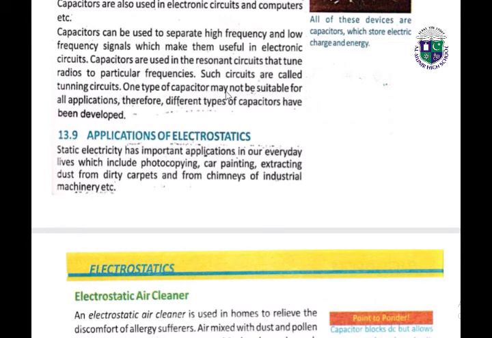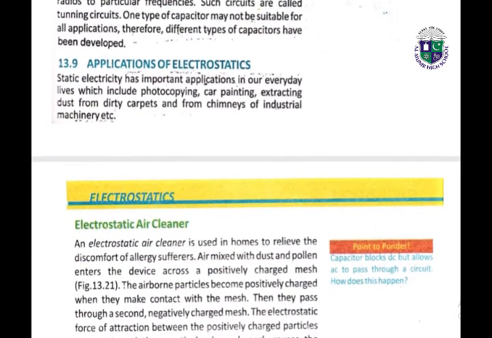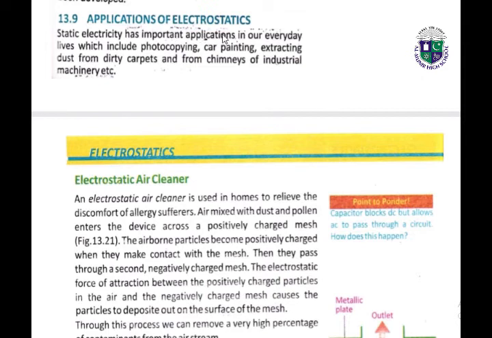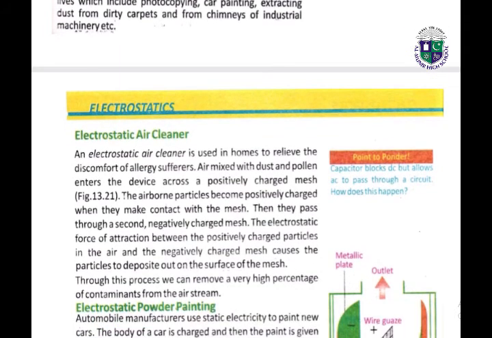One type of capacitor may not be suitable for all applications. Therefore, different types of capacitors have been developed for this purpose. Next, we have some applications of electrostatics. Yes, this whole chapter is about electrostatics. Static electricity has important applications in our everyday life, which include photocopying, car painting, extracting dust from dirty carpets and from chimneys of industrial machinery. All these are different applications of electrostatics.